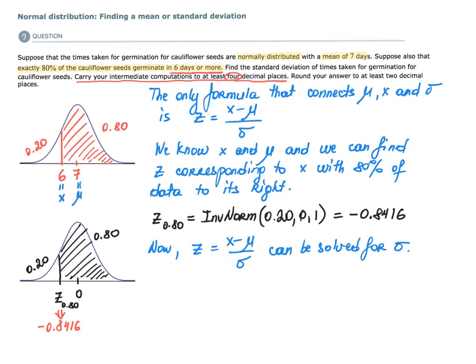We are told to round to at least 4 decimal places while I'm still working on my problem, so I am rounding this to 4 decimal places. Now I have enough information to go back to this formula that connects the given data to the unknown sigma. Now I already know the z-score. I just computed it to be negative 0.8416. I know the x value corresponding to the same z-score is 6. I know mu is 7.